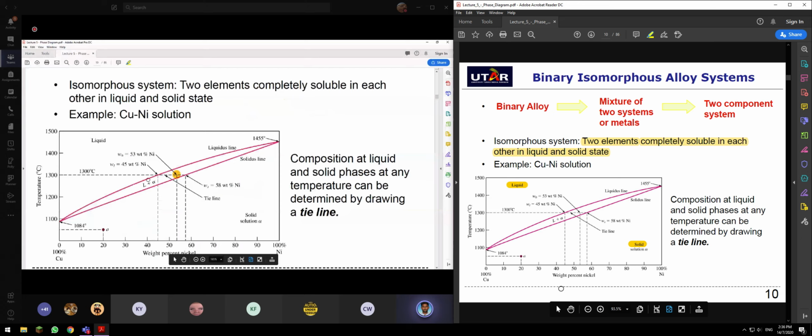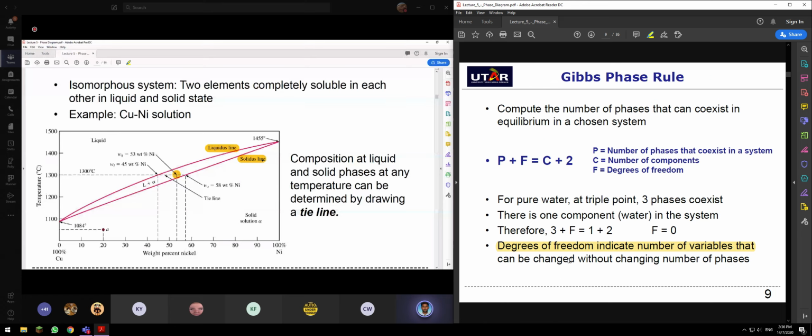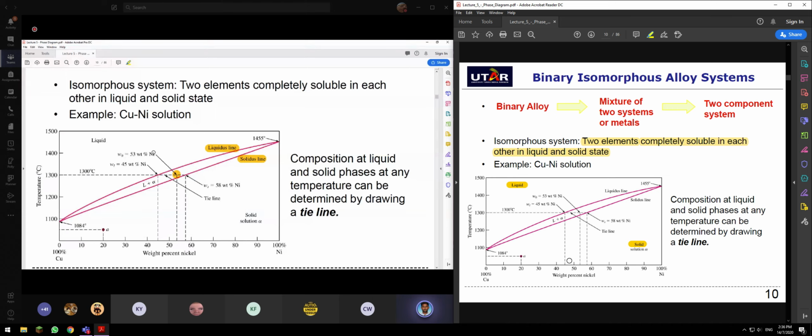A tie line is a horizontal line which starts from the origin of your system and it touches the liquidus line. So here we call that the liquidus line. And also this line we call the solidus line. Liquidus line means liquid line. Solidus line means solid governing line. So you need to draw a tie line, this and this.